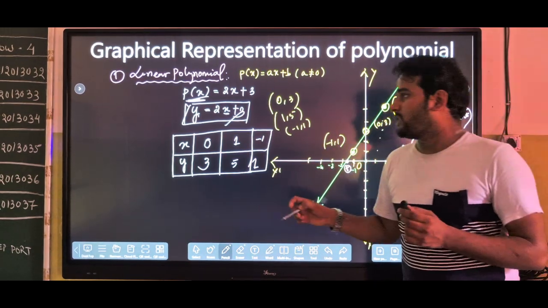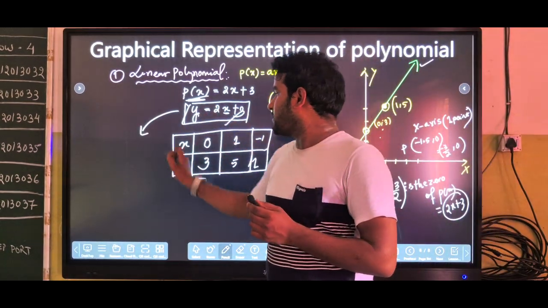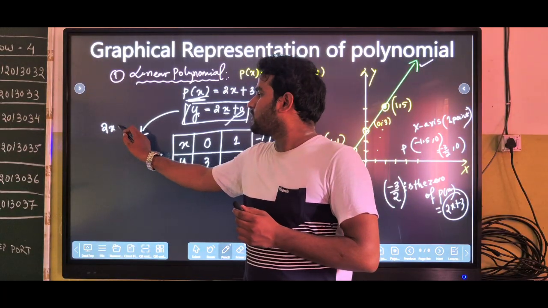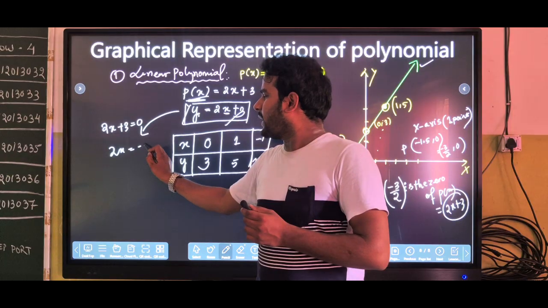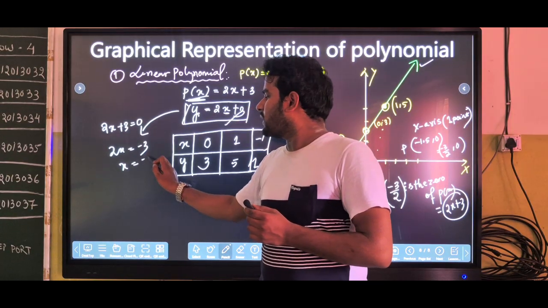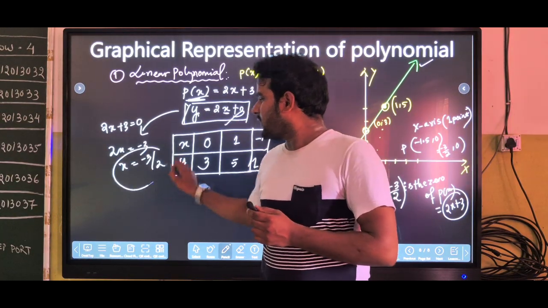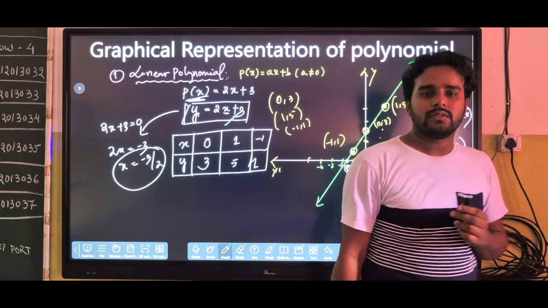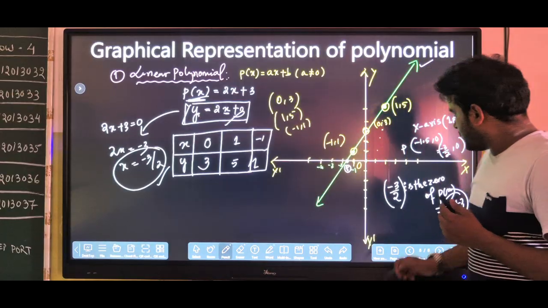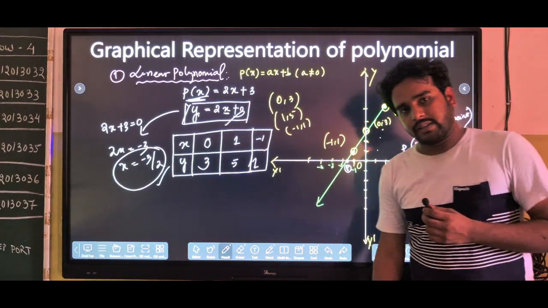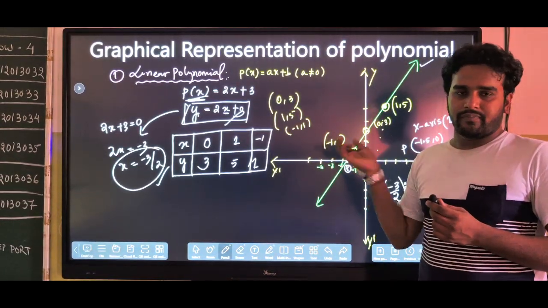Let us see whether it is correct or not. Let us find it algebraically: 2x plus 3 equal to 0. 2x is equal to minus 3, so x is equal to minus 3 by 2. So algebraically the answer is minus 3 by 2. Graphically also the answer is minus 3 by 2. It means we are correct.